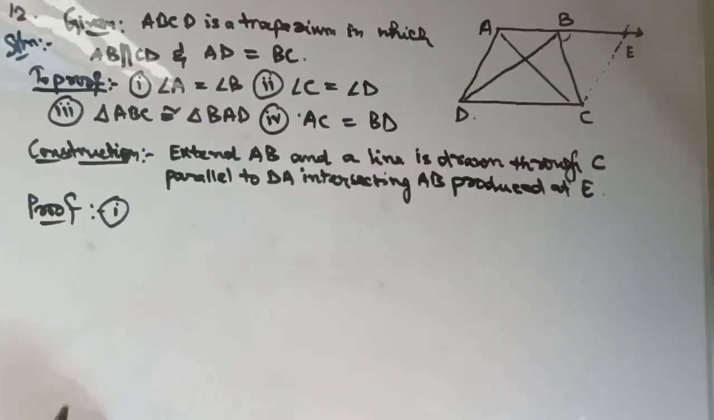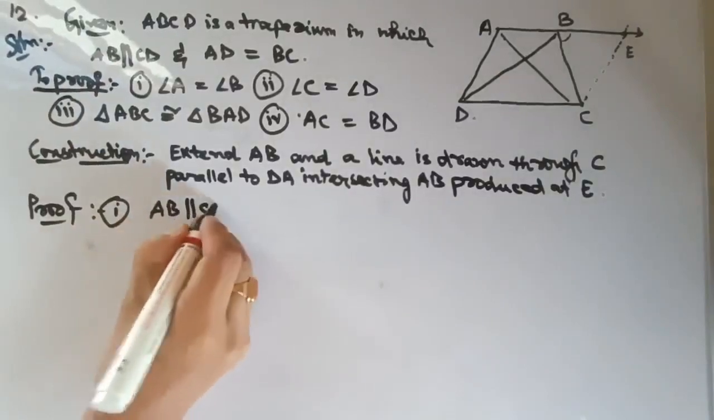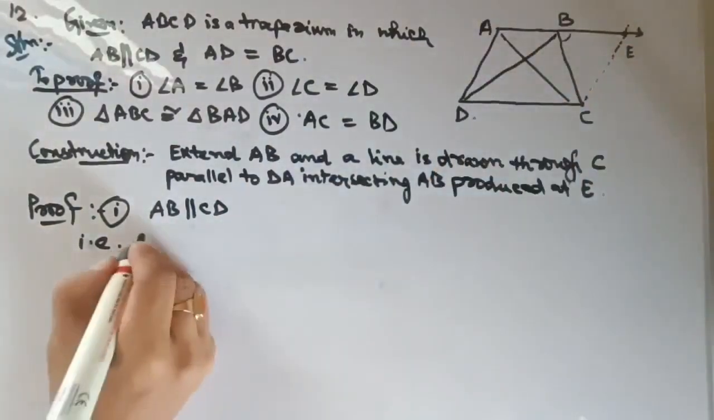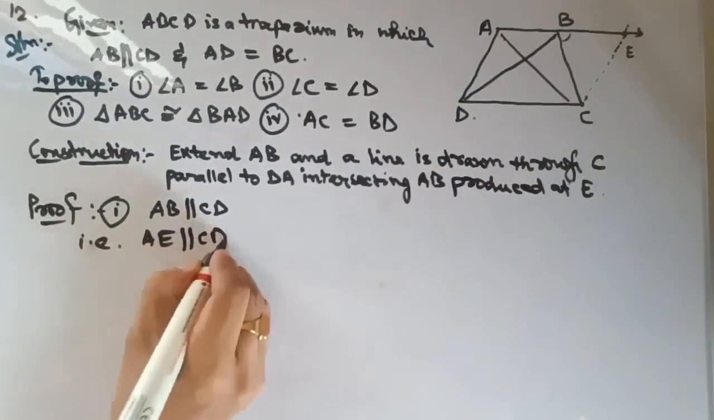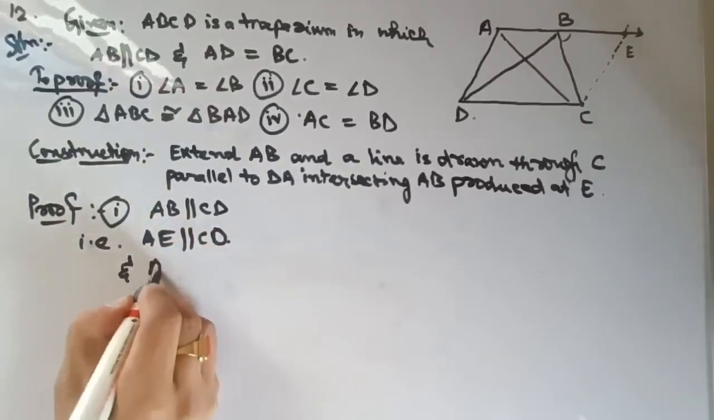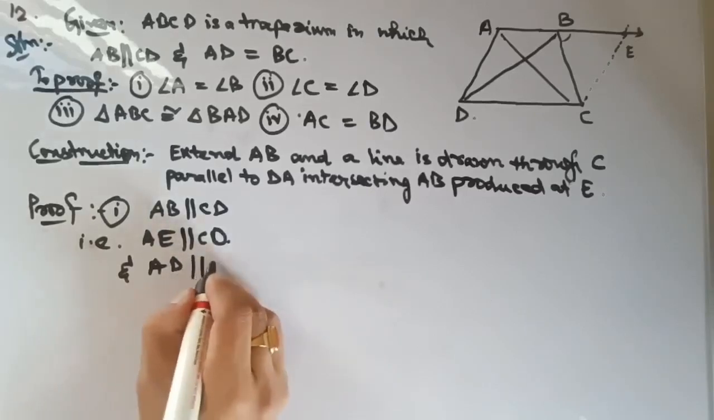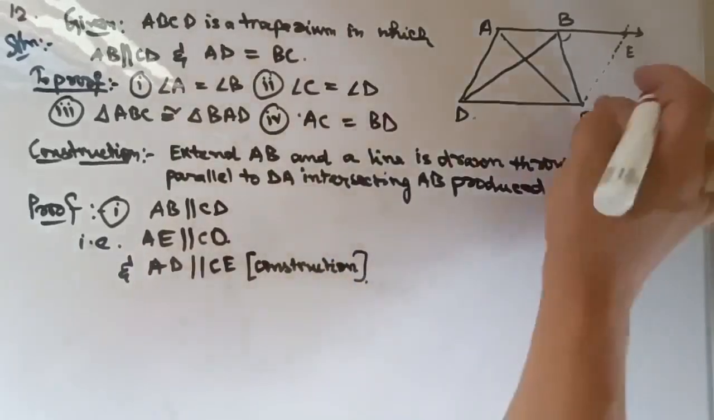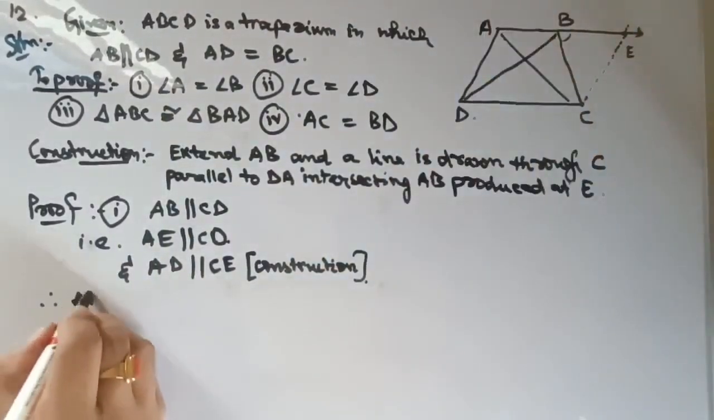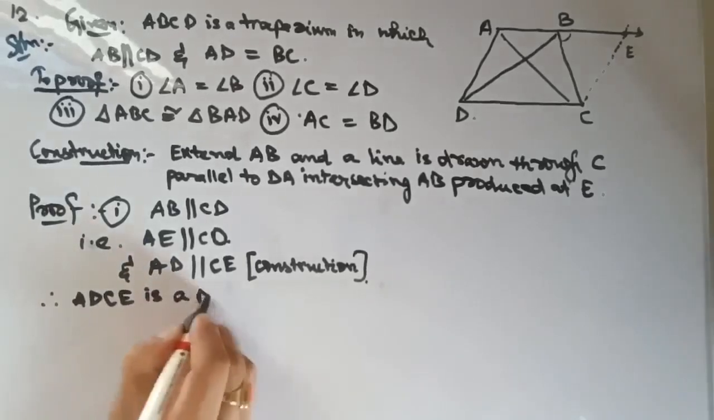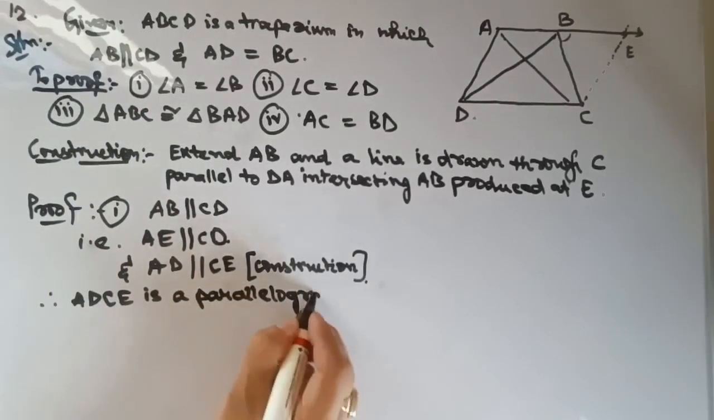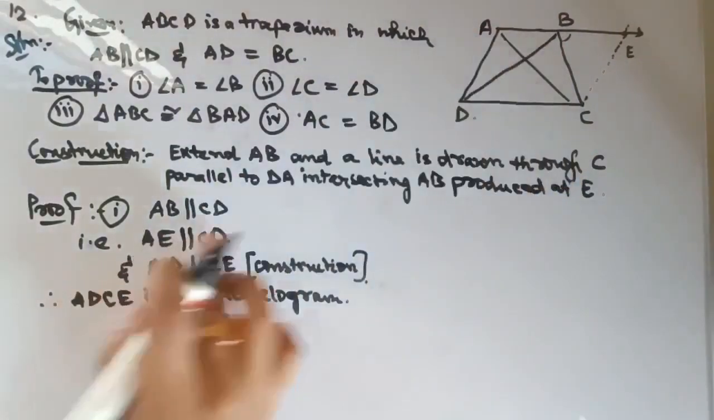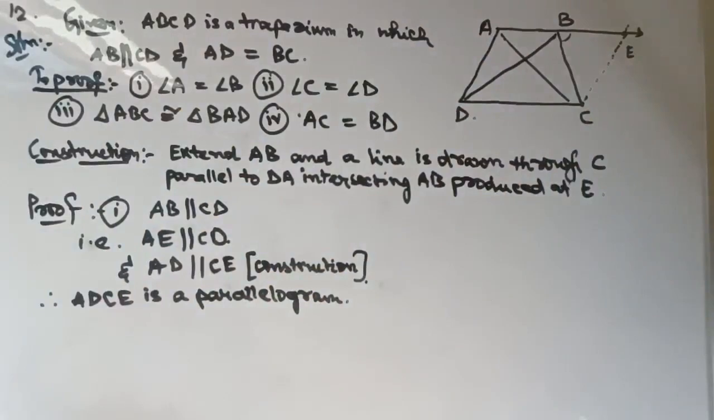Proof. It is given that AB is parallel to CD, so AE is also parallel to DC. And AD is parallel to CE. This is by construction. Therefore, ADCE is a parallelogram. Why? Because the opposite sides are parallel to each other. That is, side AD is parallel to side CE and side AE is parallel to side CD. So ADCE is a parallelogram.